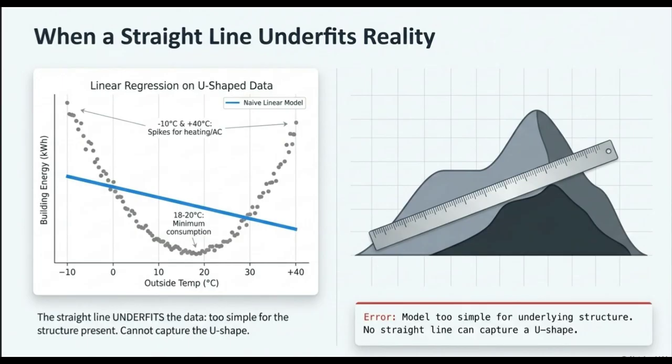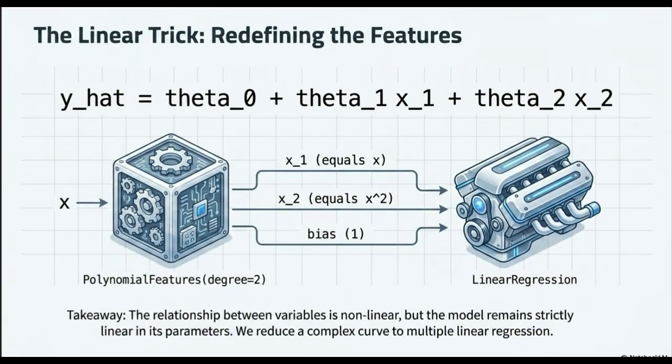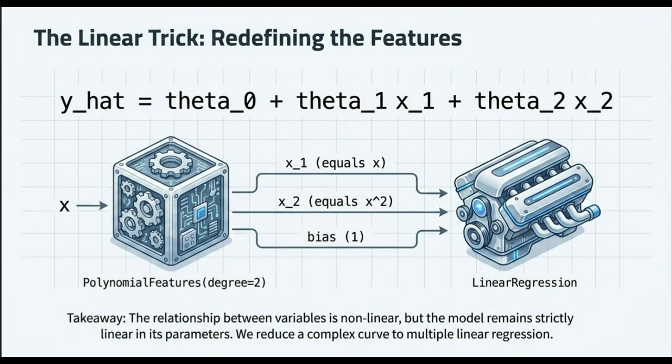The linear trick. Redefining the features. This is where the math gets incredibly elegant. It really is a brilliant mathematical trick. The formula for a second-degree polynomial, a parabola, is mathematically written as y hat equals theta 0 plus theta 1 times x plus theta 2 times x squared. Right, and because of that x squared term, it looks like a purely nonlinear equation. It does, but the trick is that the model actually remains linear in its parameters, which are the thetas.